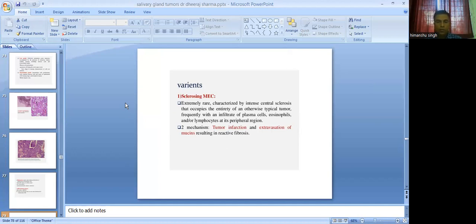The variants are sclerosing mucoepidermoid carcinoma, which is extremely rare. It shows central sclerosis that occupies the typical tumor. They infiltrate with plasma cells, eosinophils, and other lymphocytes at its periphery.